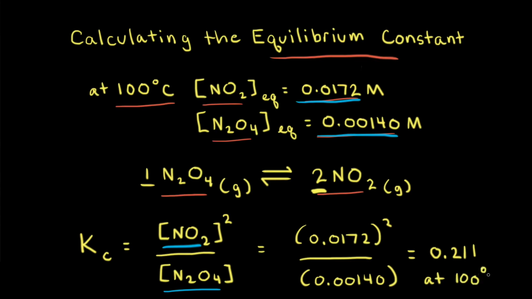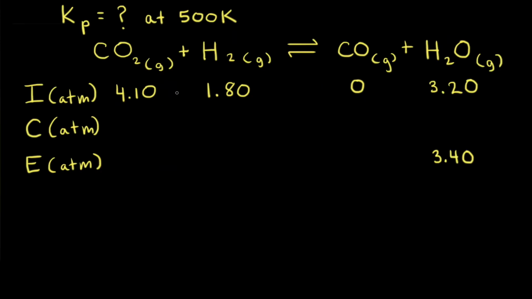It's important to always give the temperature when you're giving a value for an equilibrium constant, because an equilibrium constant is only constant for a particular reaction at a particular temperature. It's also important to note that the equilibrium constant doesn't have any units. So we would just say that Kc is equal to 0.211 at 100 degrees Celsius for this particular reaction. Let's calculate the equilibrium constant for another reaction.